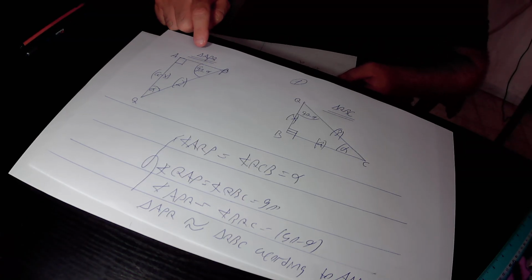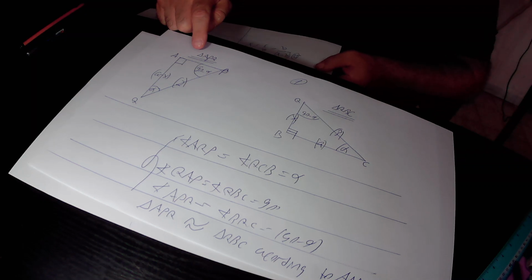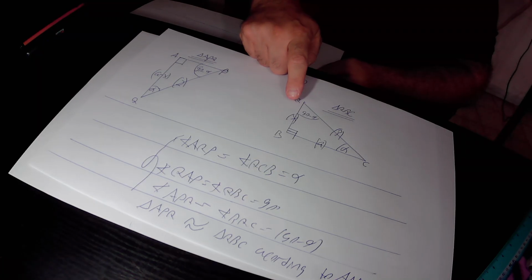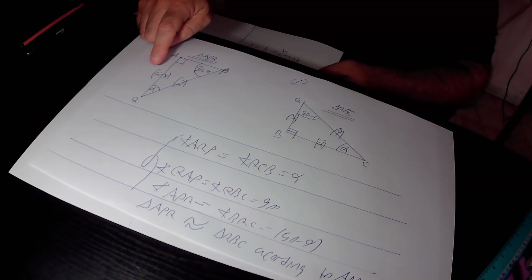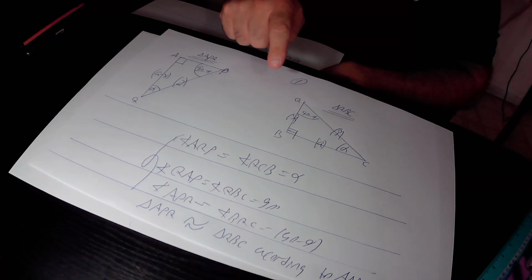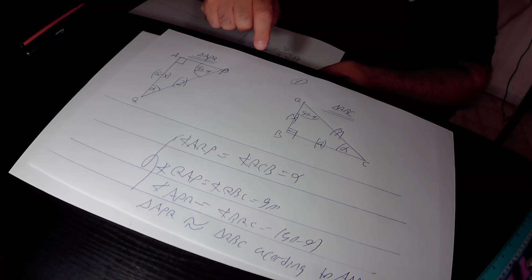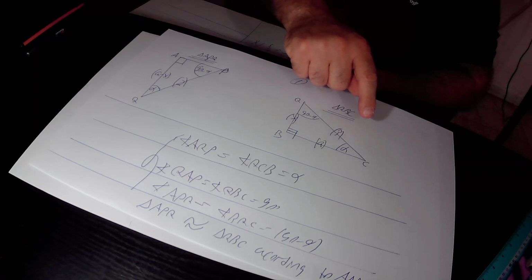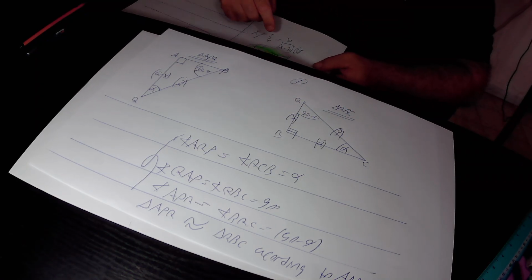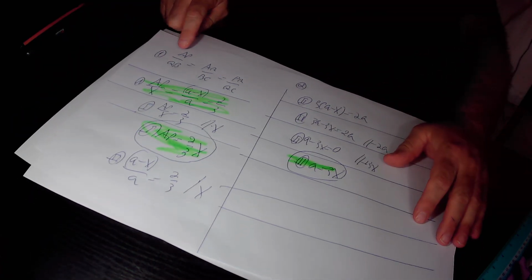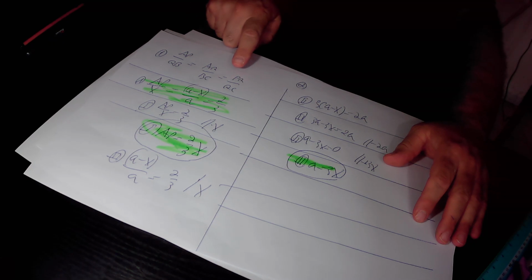That side AP in this right triangle APQ, over side QB in this right triangle QBC, is equal to side AQ in this right triangle APQ over side BC in this right triangle QBC, and it is also equal to side PQ in this right triangle APQ over side QC in this right triangle QBC. Again, I can find out that AP over QB equals AQ over BC equals PQ over QC.